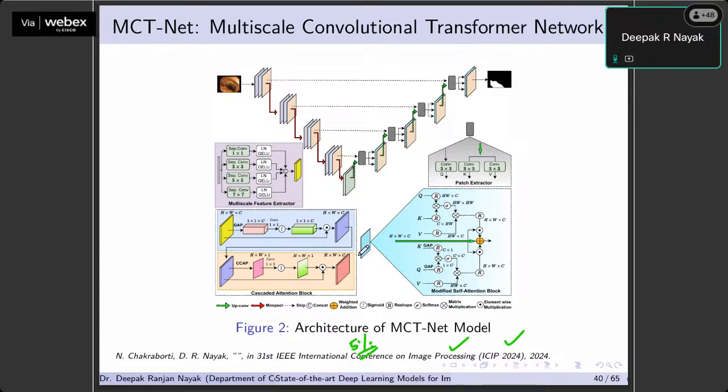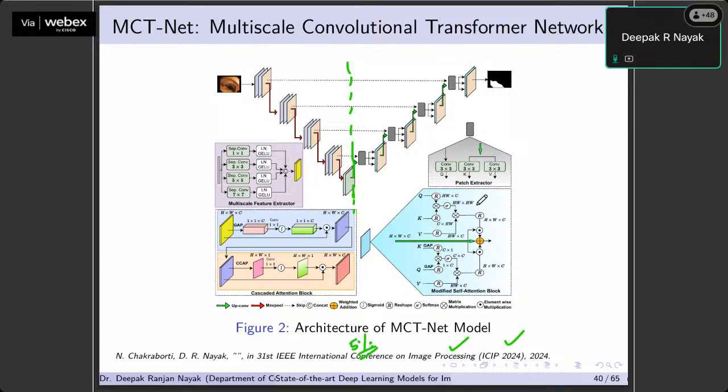You can see over here, the design is UNet-based, but we have designed some simple modules to solve the problem. In the encoder part, we have not introduced any transformer-based module. In the decoder, we have introduced a transformer-based module. You can see over here a modified self-attention block.